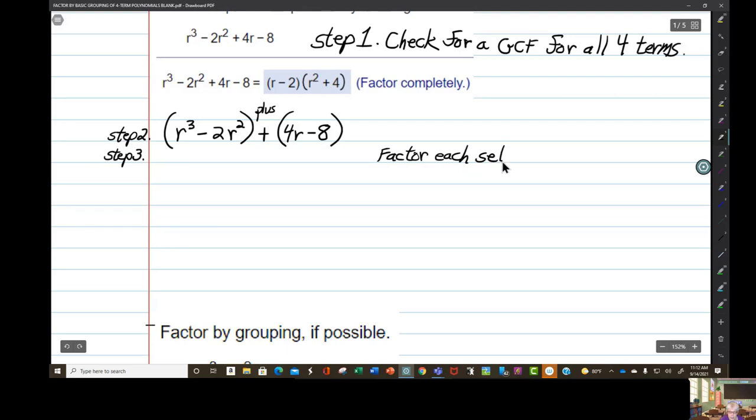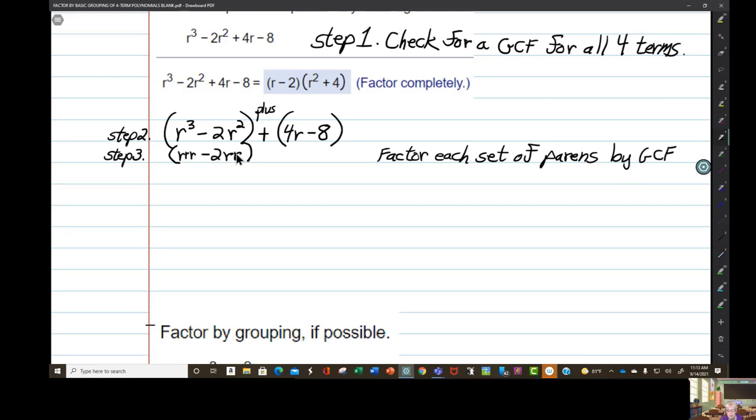Factor each set of parens. That's kind of an unofficial abbreviation for parentheses. Factor each set of parens by GCF. Okay, well here we have R times R times R minus 2 times R times R.